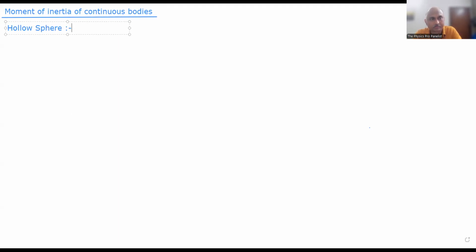Please pay attention. Hollow sphere. So it is moment of inertia of a hollow sphere about one of its diameter.